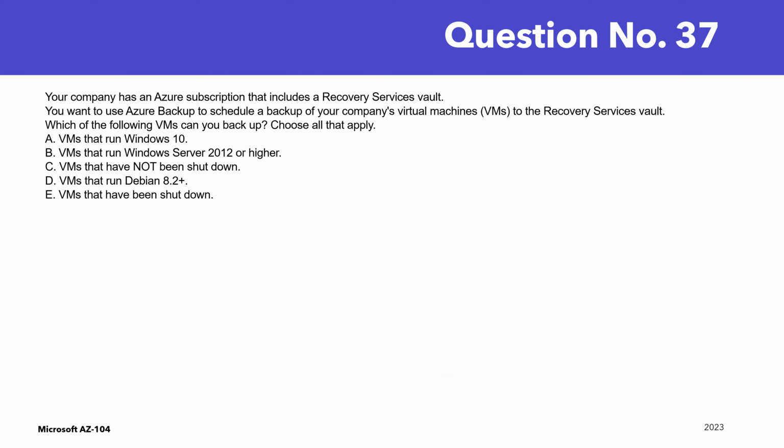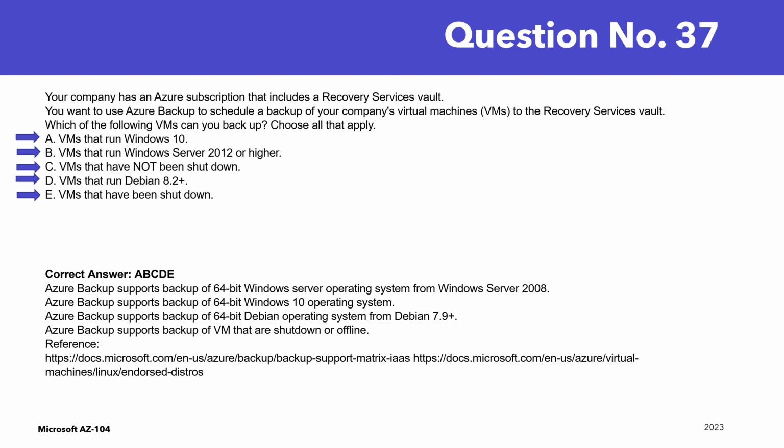Your company has an Azure subscription that includes a recovery services vault. You want to use Azure Backup to schedule a backup of your company's virtual machines, VMs, to the recovery services vault. Which of the following VMs can you back up? Choose all that apply. A. VMs that run Windows 10. B. VMs that run Windows Server 2012 or higher. C. VMs that have not been shut down. D. VMs that run Debian 8.2+. E. VMs that have been shut down. Correct answer: A, B, C, D, E.